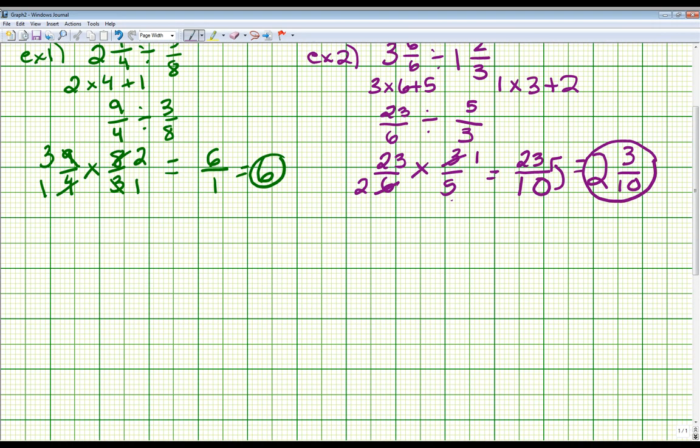Okay, so the answers, number 1 is 2 and 1/7. Number 2 is 2 and 8/9. Number 3 is 5 and 1/2. Number 4 is 3 and 1/5. Next, we're taking a look at page 73 and example 3.